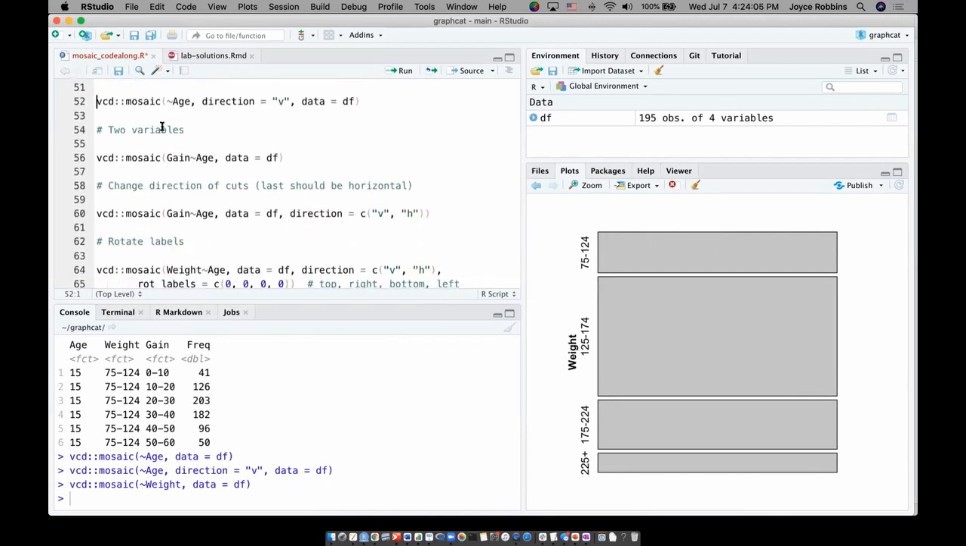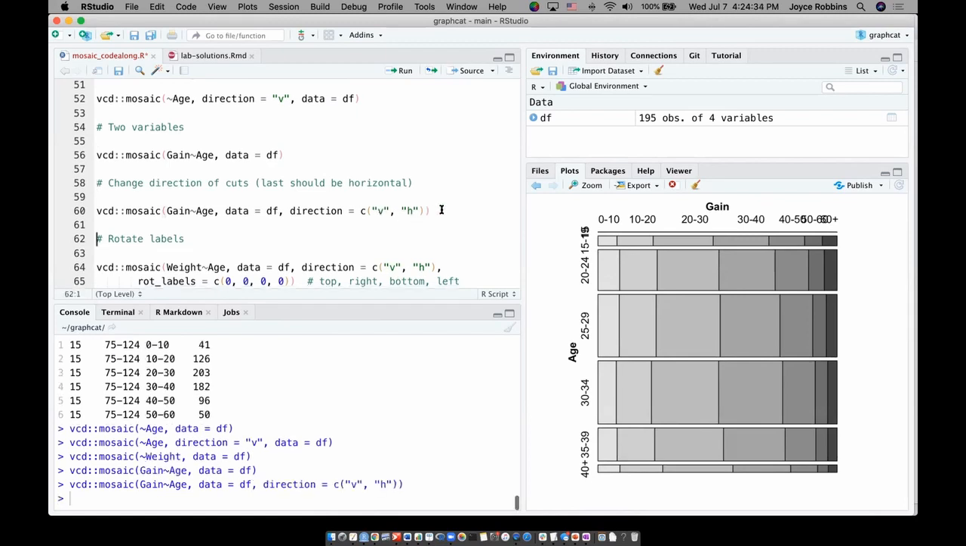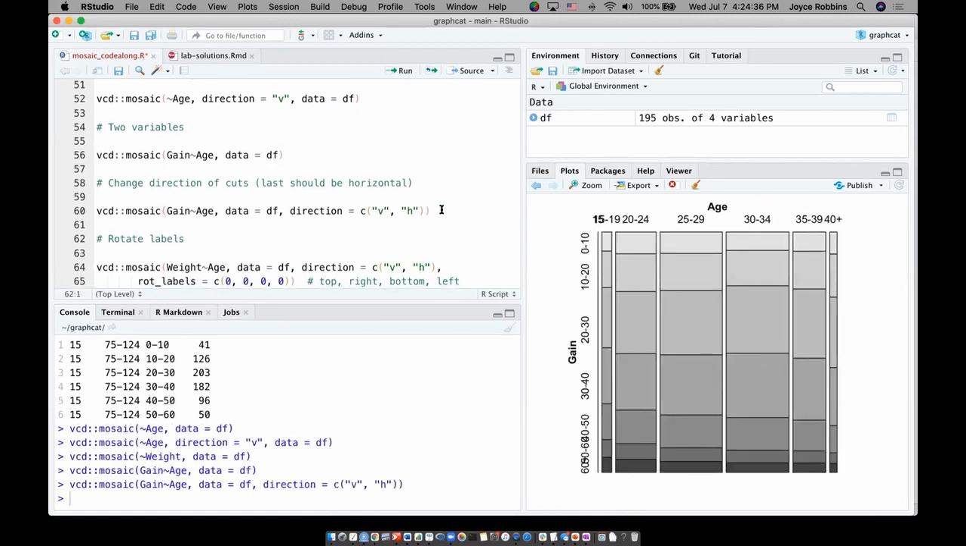But now let's move on to two variables. Very simple: we can look at the gain on age. Gain is our dependent variable. This looks like the graph I showed you before, but the cuts are in the wrong direction. The order of the cuts is right, age first, then gain, but the direction is wrong. So I'm going to fix the direction by setting an array here, indicating that the first cut is vertical and the second cut is horizontal. And now it's looking a lot more like the graph that I showed you in the slides.